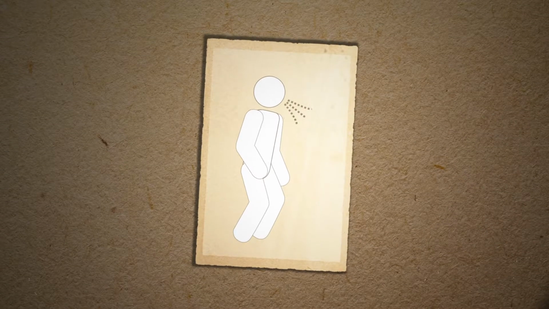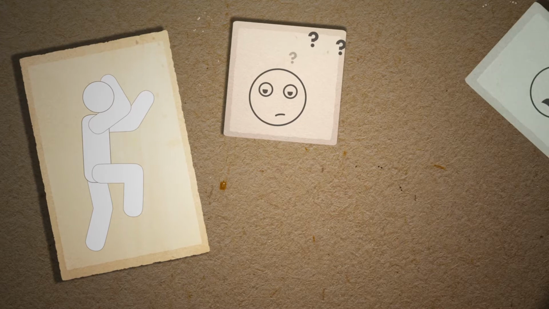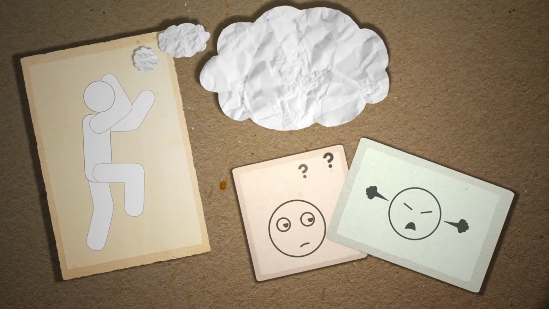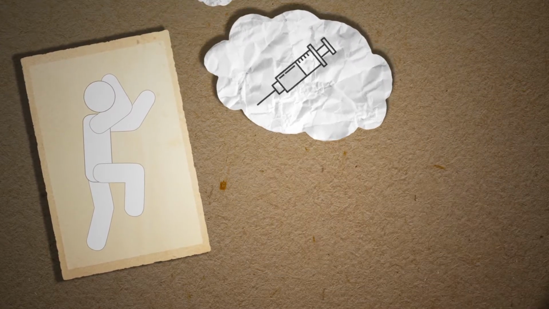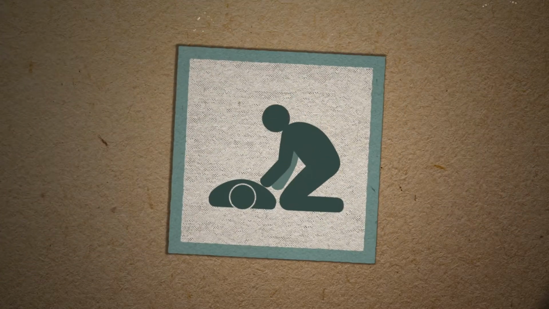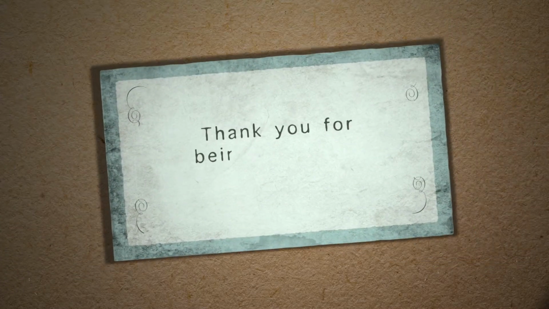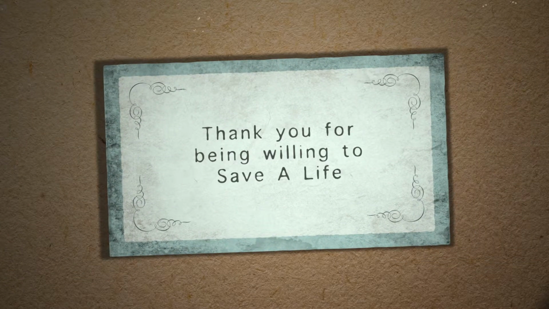Once an overdose victim is breathing, roll them onto their side, into the recovery position. They may be confused or upset, and giving naloxone may cause opioid withdrawal. Stay with the person until emergency personnel arrive. Overdoses are scary to witness, but with naloxone, you can help stop them before it's too late. Thank you for being willing to save a life.